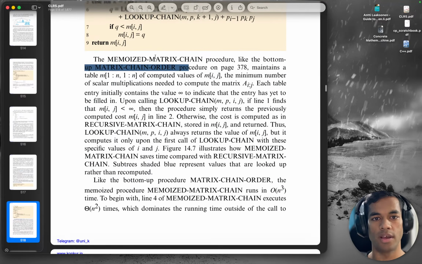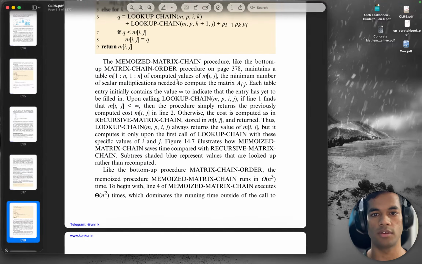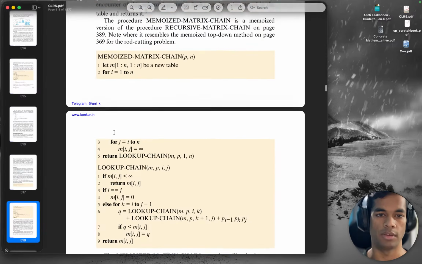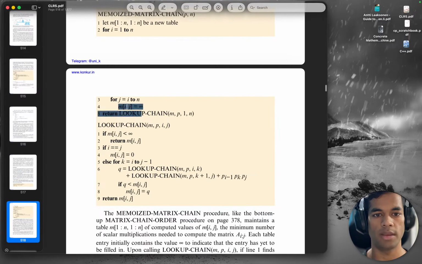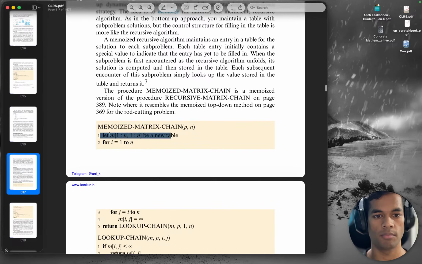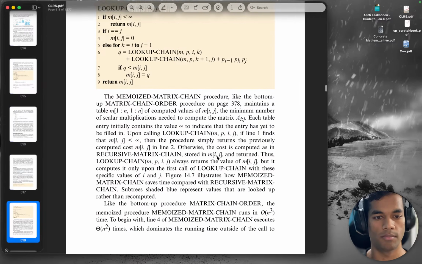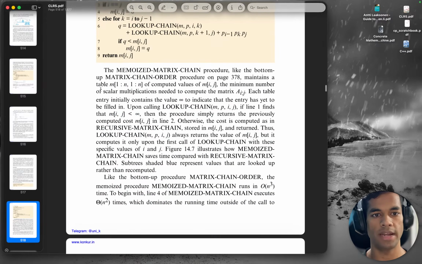Here, the memoized matrix chain procedure, like bottom up matrix chain order, the matrix chain order procedure on page 378, maintains a table. Yeah, we maintain a lookup table, because if you already have the answer, we just return it instead of calculating it again. It maintains a table M of computed values, Mij, the minimum number of scalar multiplications needed to compute the matrix Aij, beginning from i till j.